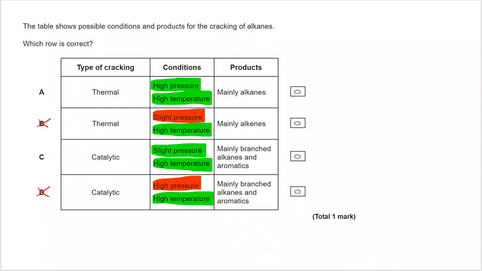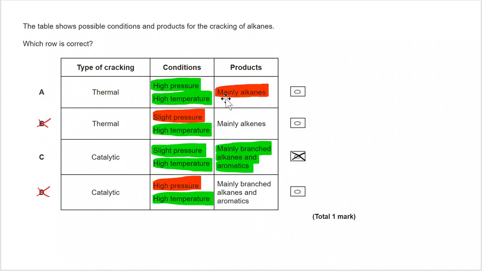If I then move on to look at the pressure, well, thermal definitely takes place at high pressure and catalytic at a slight pressure. So that's the fundamental difference between them, the advantage, I suppose, of using the catalyst, because it does bring energy costs down. But that does mean that we can disregard B and D. We're now down to a 50-50, A and C.